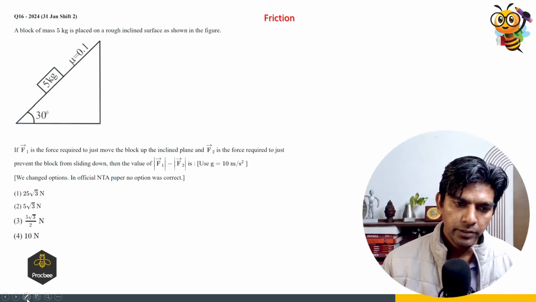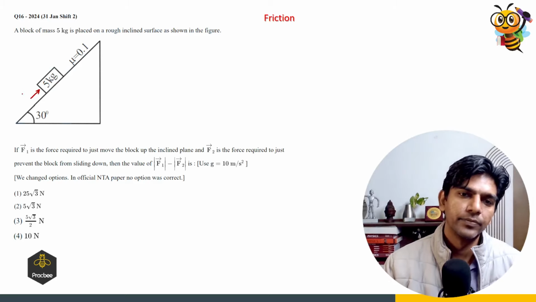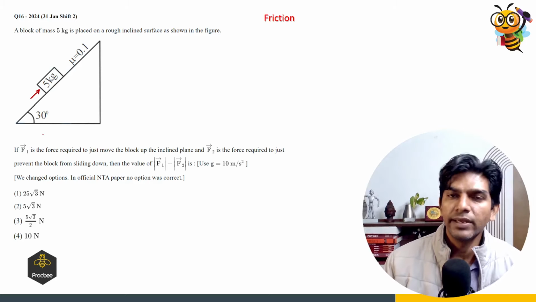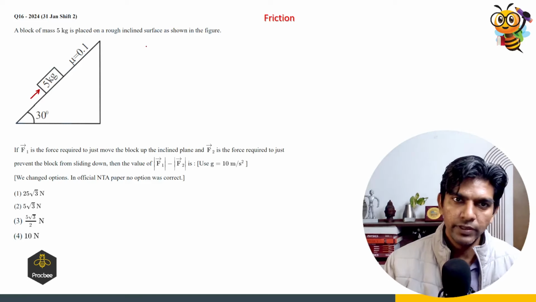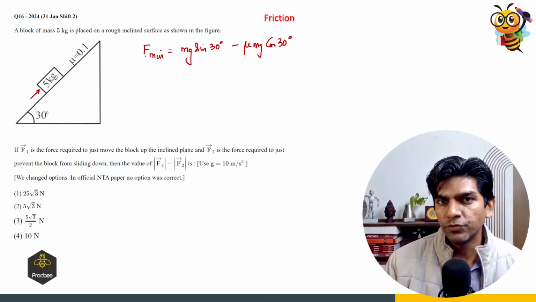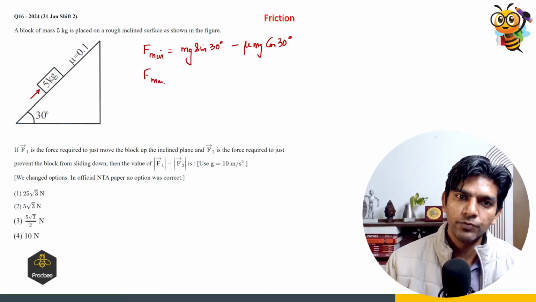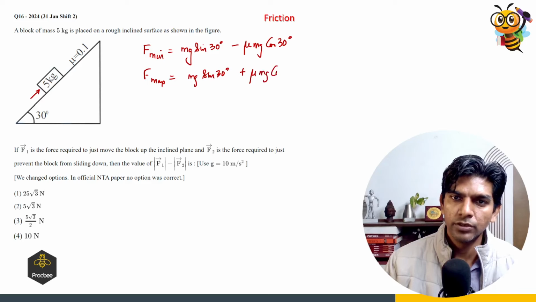So what you have to remember here: suppose we are exerting force up the incline. The force will be minimum when this block has a tendency to slide down the incline. So when that is the case, then F minimum comes out to be mg sine 30 degrees minus mu mg cos 30 degrees. Now the maximum force we will get when this block has a tendency to slide up the incline. So in that case, maximum force will be given by mg sine 30 degree plus mu mg cos 30 degree.